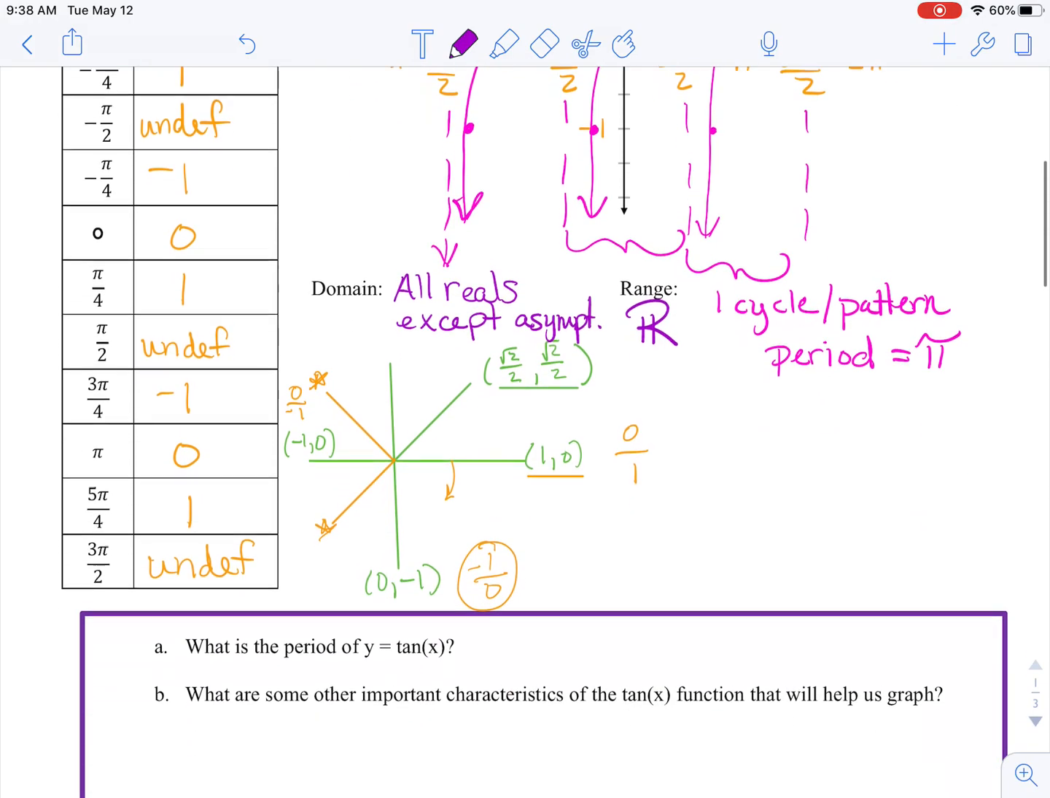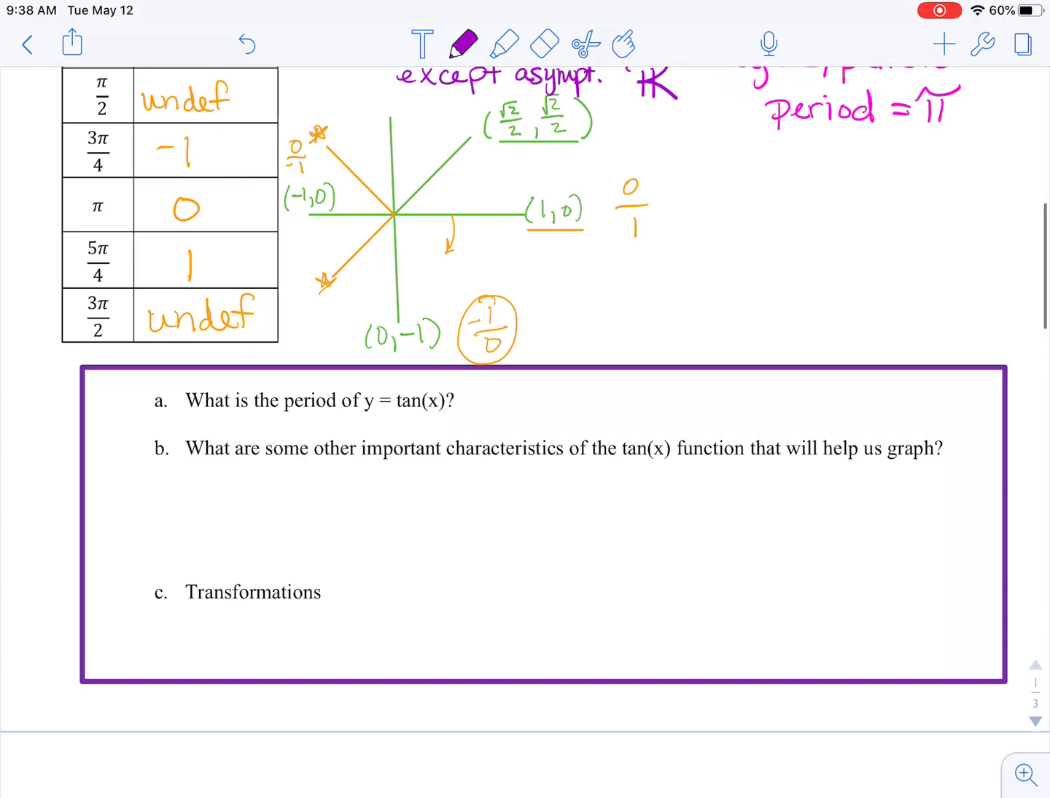All right, let's talk a little bit more generically and kind of fill in some of these notes at the bottom here. The next problem asks you, what is the period of your tangent graph? And we did answer that already. We know that our period is pi. Some important characteristics, I would say, knowing that you need 2 asymptotes and 3 points in between, I'm going to abbreviate in between. So we need 2 asymptotes and 3 points in between to create one period.